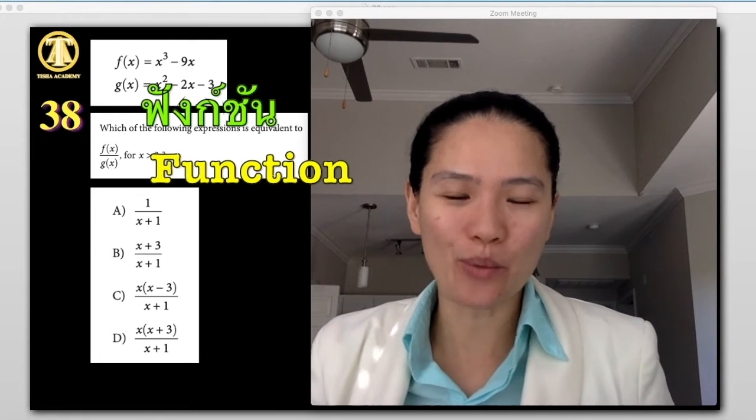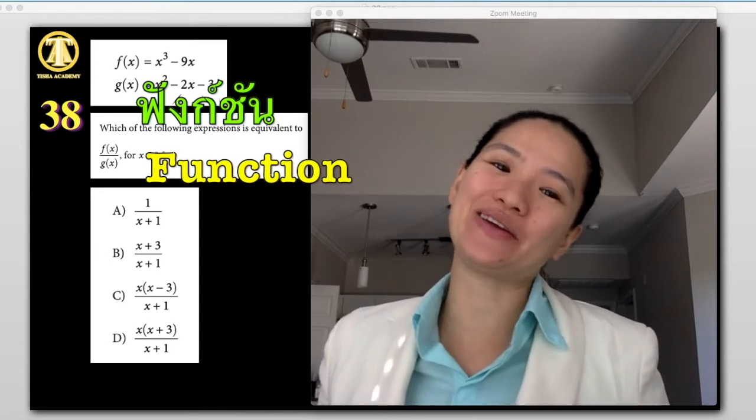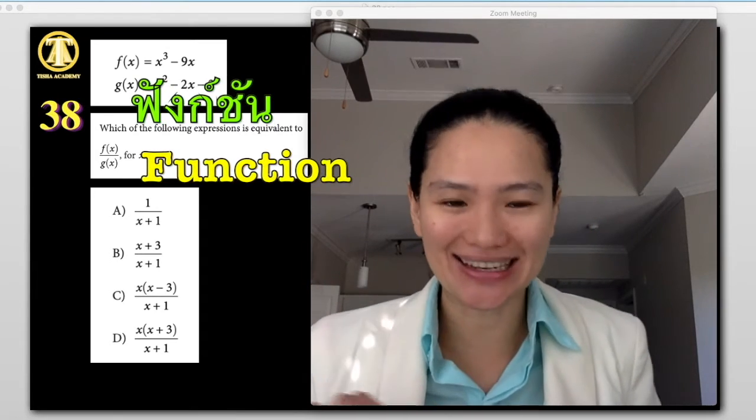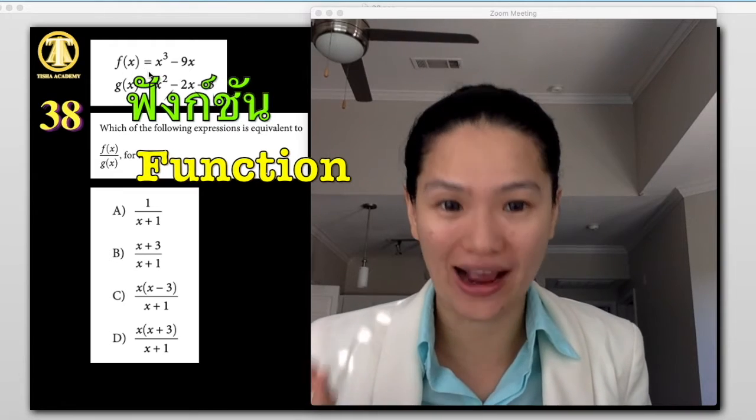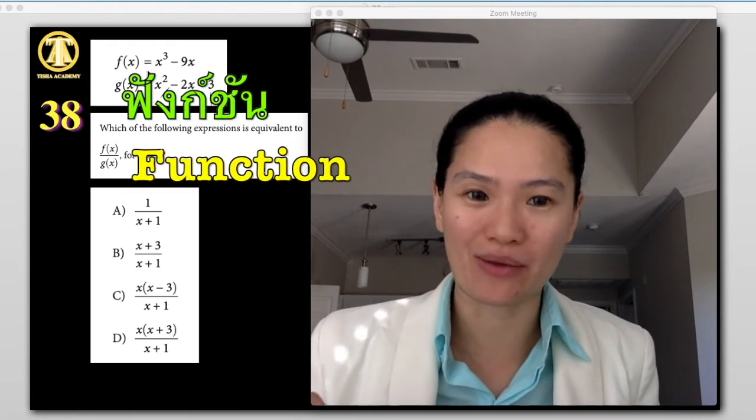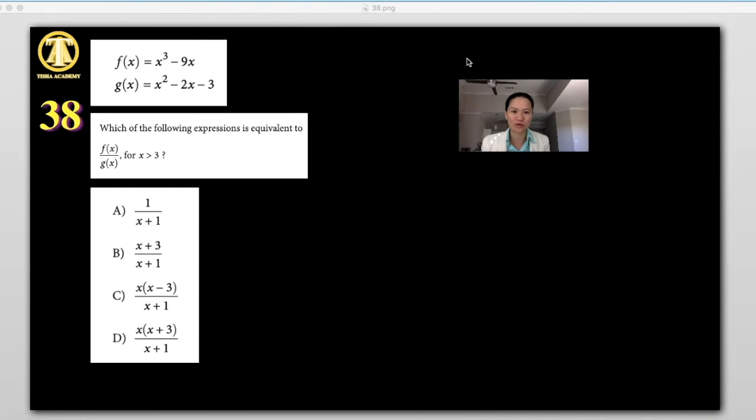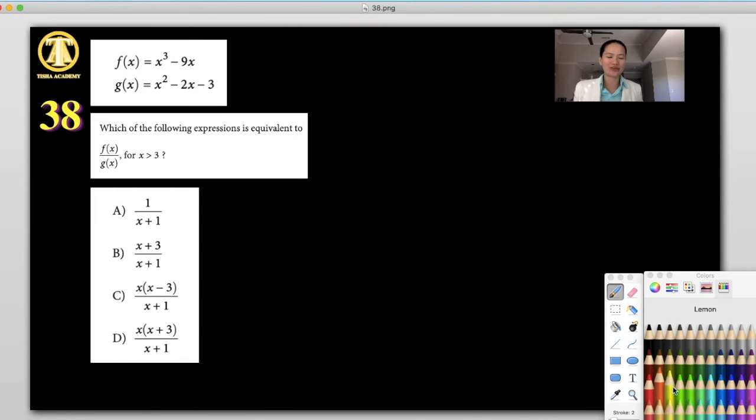Hello kids, welcome back to number 38 and you're still with me, Tisha. Okay, in this question we're going to learn about functions that relate to an algebra rule. If you still remember this rule, let me write it down here with you step by step. This algebra rule, do you still remember it? a squared minus b squared equals (a minus b) times (a plus b). And that's it.